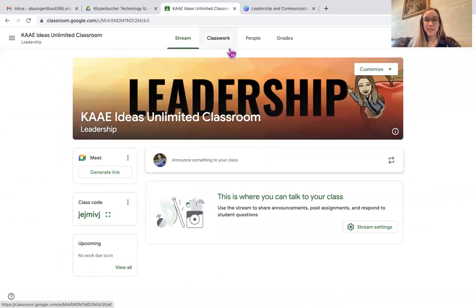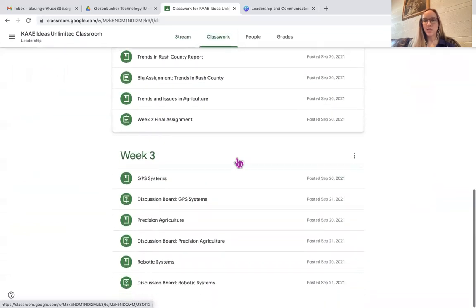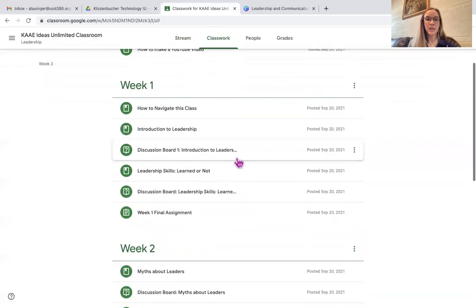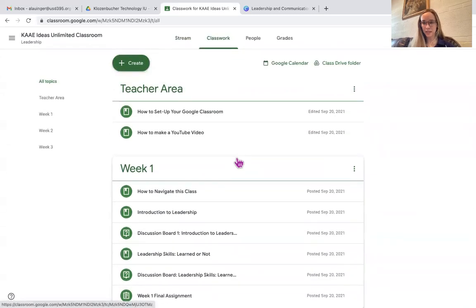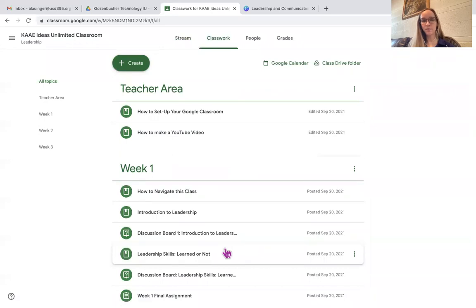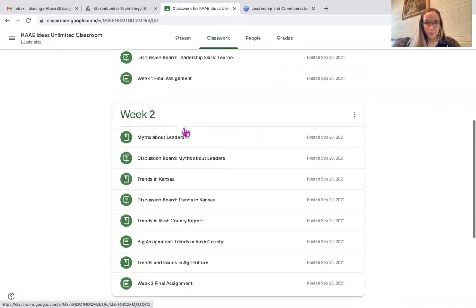If you go up here to classwork, you can see basically the 3 weeks that I have on the PDF up already. How I set my class up is basically by weeks. So in my normal leadership class, I have week 1, week 2, week 3, all the way through week 19 currently. So we're going to look at week 2.